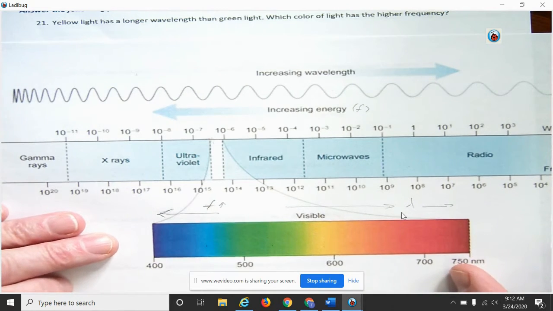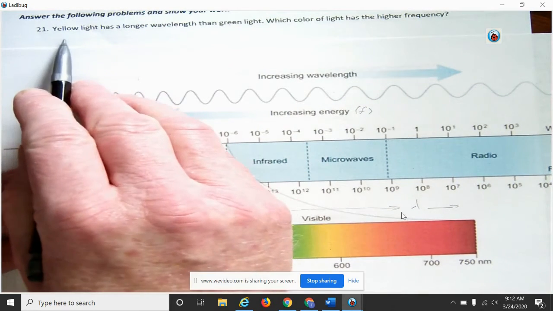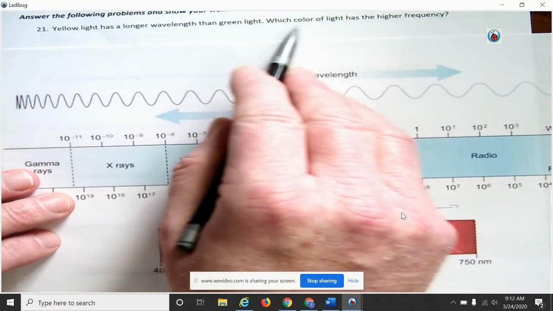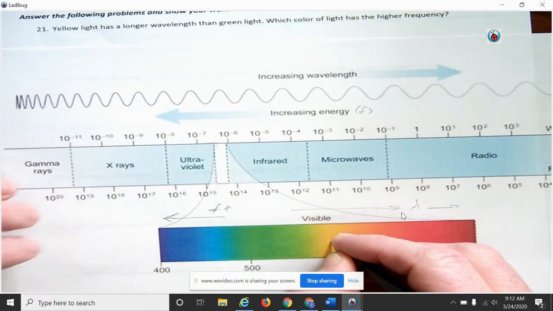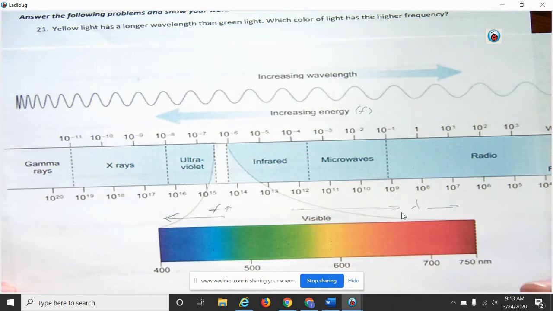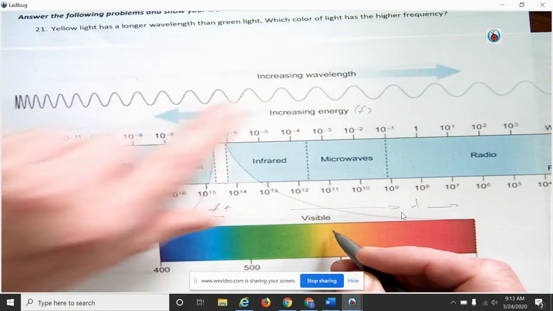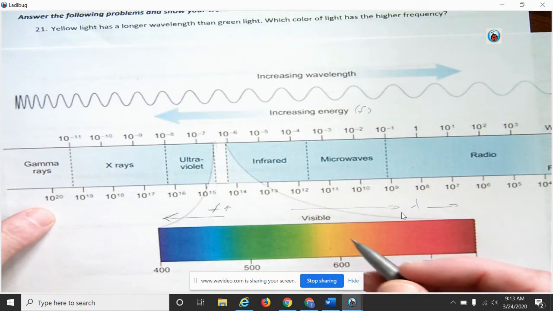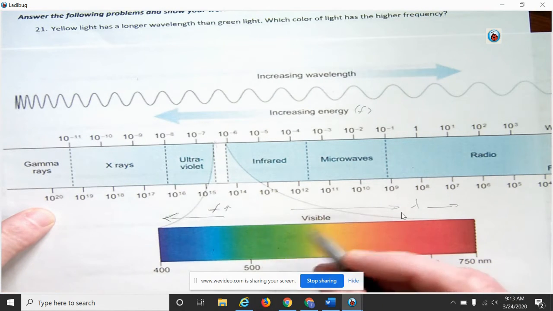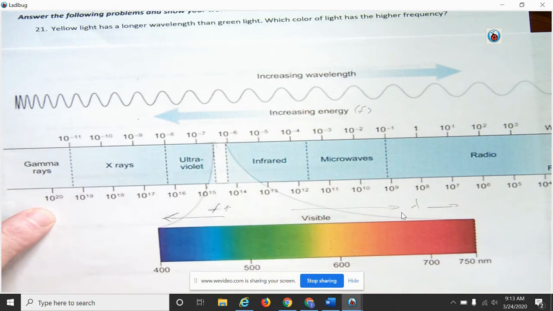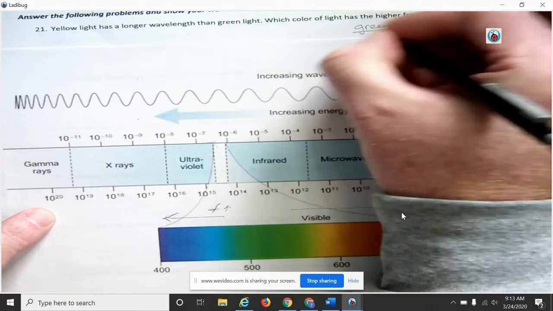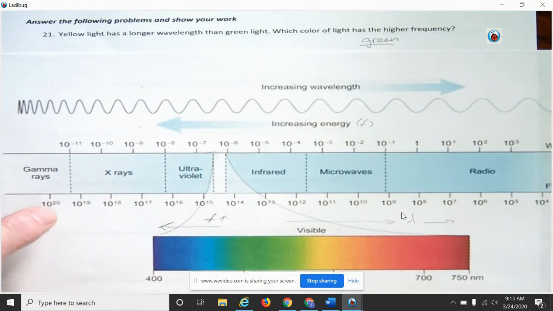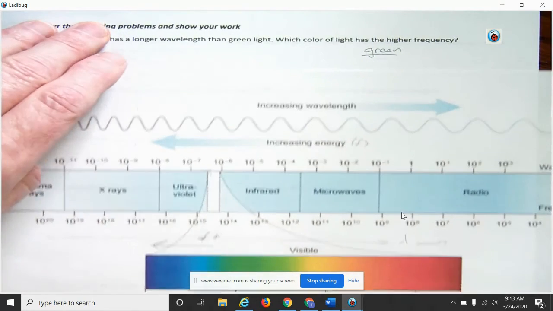Okay? Now, to answer our question then, it says yellow light has a longer wavelength than green light. Which color of light is the higher frequency? Well, is green to the left or to the right of yellow? Okay, it's to the left. So what that would tell me then is my frequency is actually going to be greater, because as I move in this direction, my frequency is going to increase. So on this one, my answer is going to be green. Okay, sorry, I've slid off the page there a little bit. Let's take a look at the next question.